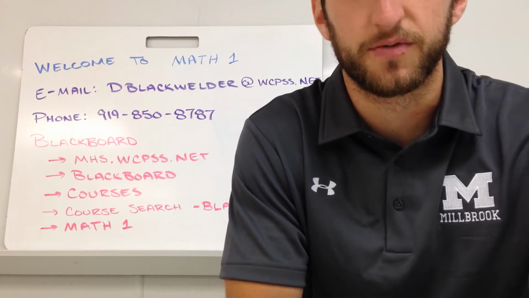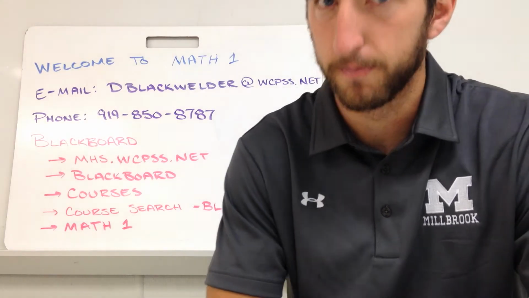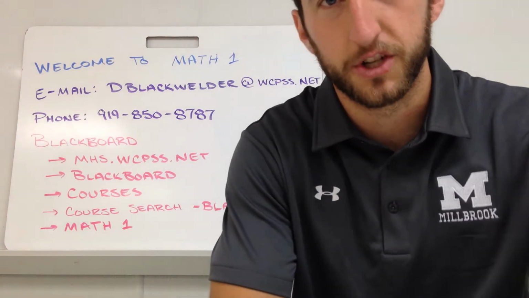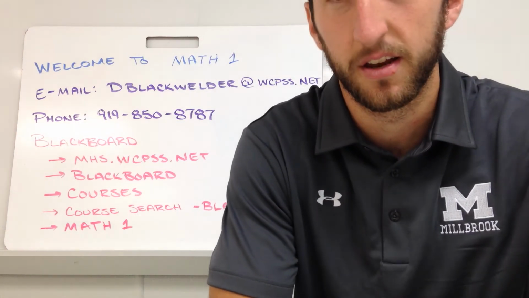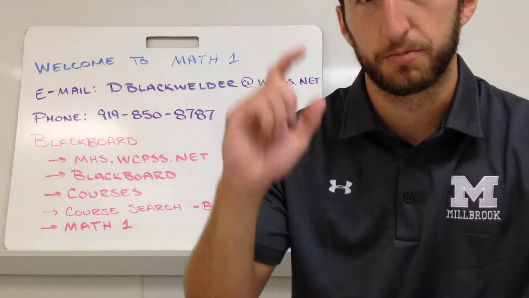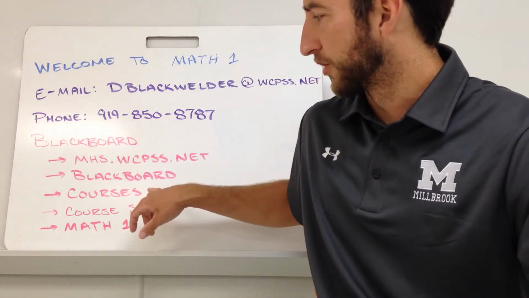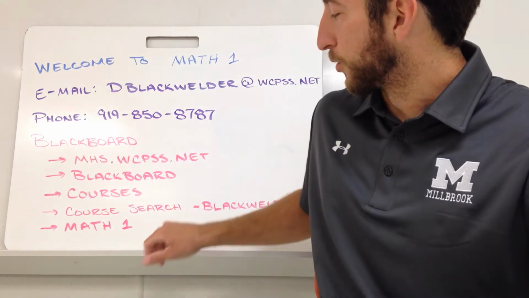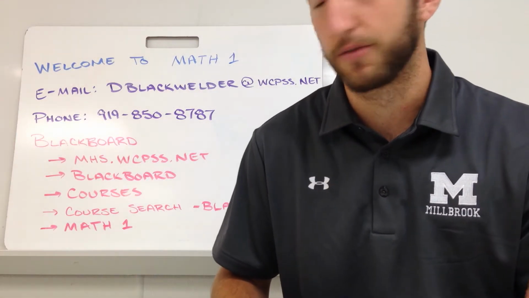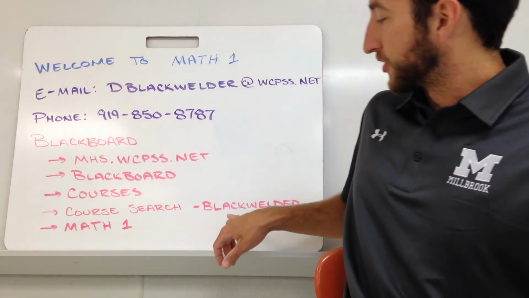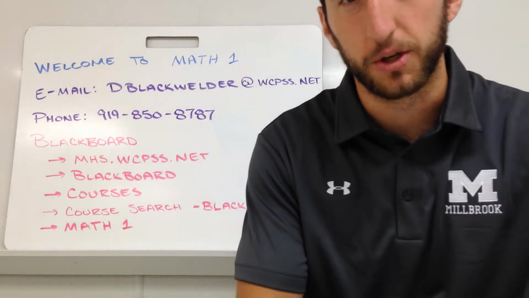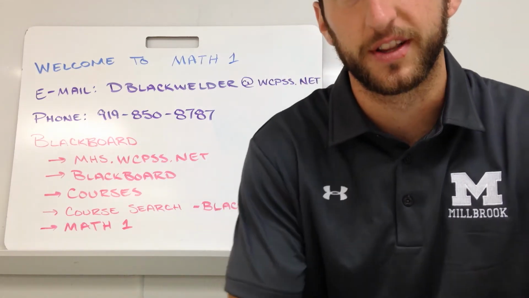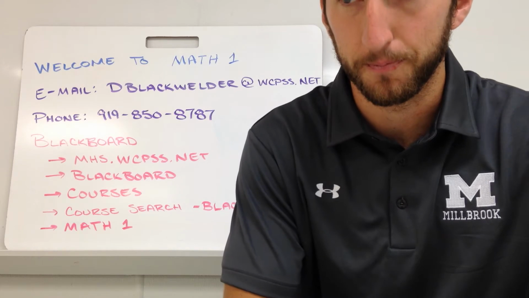So in order to watch these videos, you're going to need to go to Blackboard. The easiest way to go to Blackboard is go to the Millbrook homepage, mhs.wcpss.net. Click on the Blackboard link, it should be up near the top. And then you're going to go to the Courses tab, it should be up in the top right corner. And then you're going to do a course search, which is now in the bottom left after you've clicked the Courses tab. And just search for my last name, Blackwelder, and you'll click on the Math 1 course, and that's where all of these videos will be uploaded.